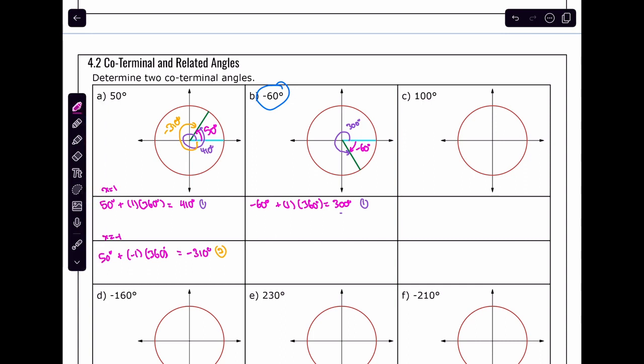Now if I take negative 60 and I set x is equal to negative 1, this will actually give me negative 420 degrees. Graphing that would look something like this, where we go clockwise all the way around, making a full revolution before reaching the same terminal arm as our other coterminal angles. So this is negative 420 degrees.